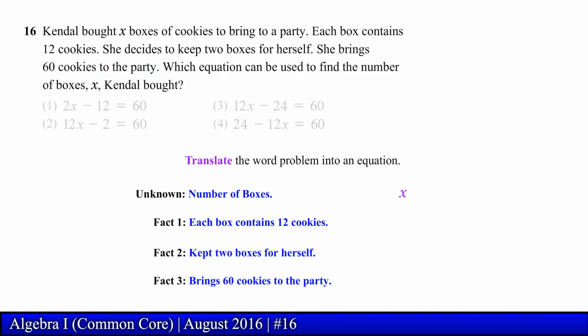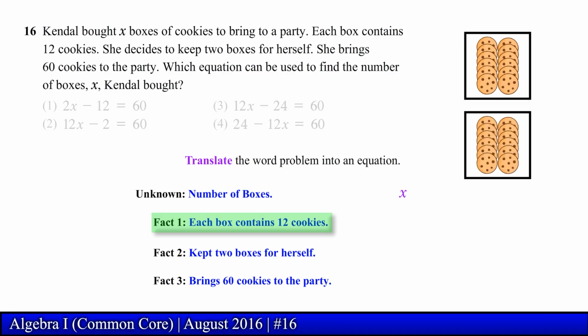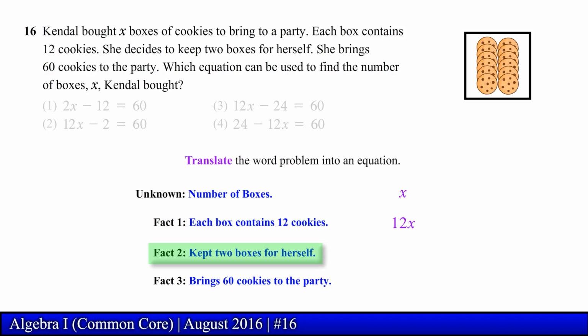Using these facts, let's start writing an expression for our equation. By using fact number 1, we know that each box holds 12 cookies. So if she bought 2 boxes, she would have 24 cookies. If she bought 3 boxes, she would have 36 cookies, and so on. In general, if she bought x boxes, then she would have 12 times x, or 12x cookies. Using the second fact, we know that she kept 2 boxes for herself. This corresponds to 24 cookies.